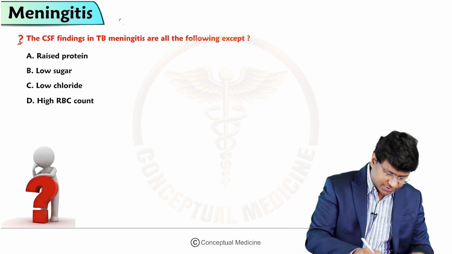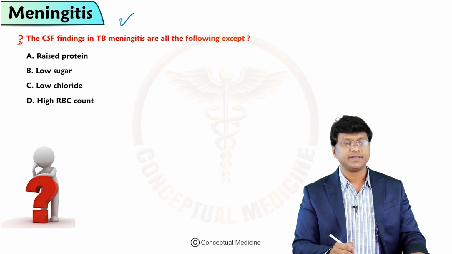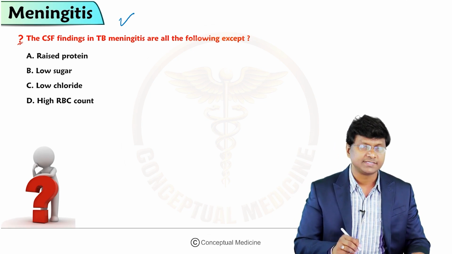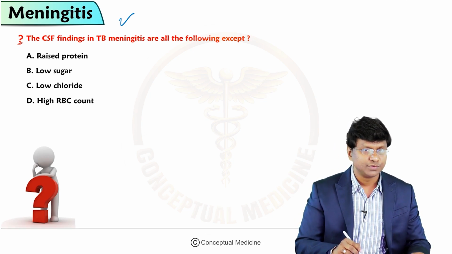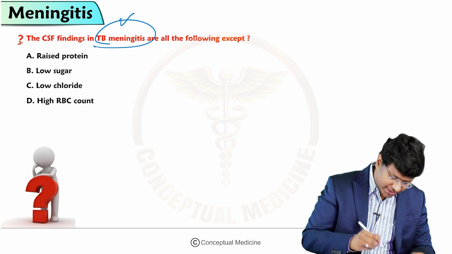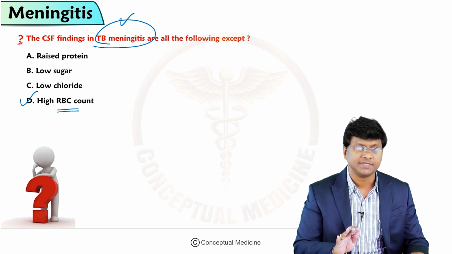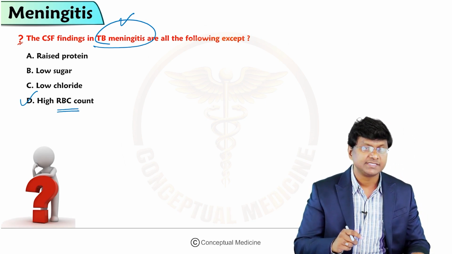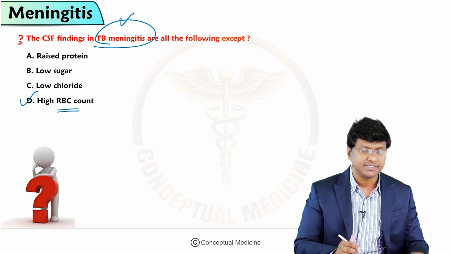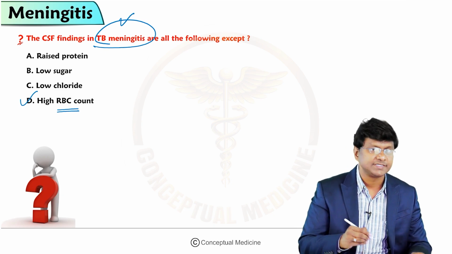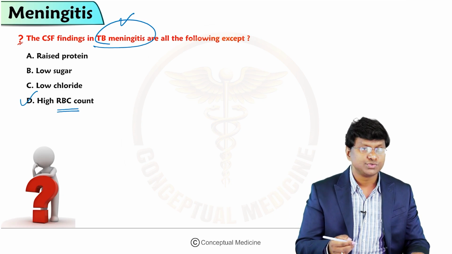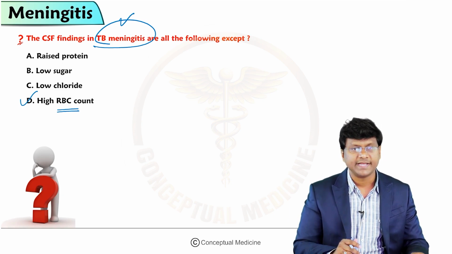Next, you see another question. The CSF findings in tubercular meningitis are all of the following except raised protein, low sugar, low chloride, high RBC count. In tubercular meningitis, you don't have the high RBC count. RBC in the CSF is seen in subarachnoid hemorrhage or traumatic lumbar puncture. There you have the presence of high RBC within the CSF. Whereas in tubercular meningitis, there is raised protein, low sugar, as well as low chloride.